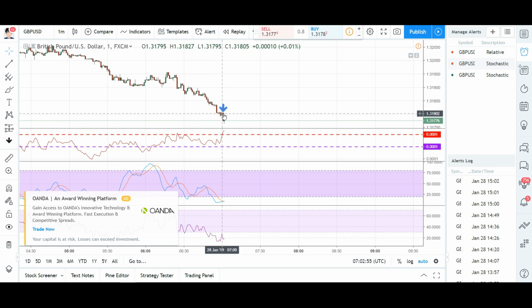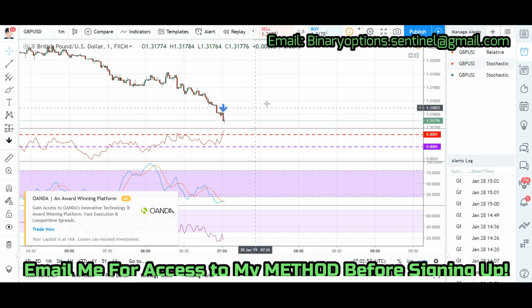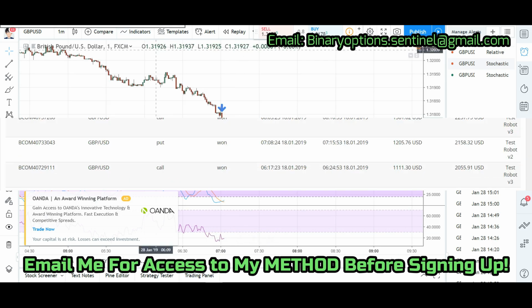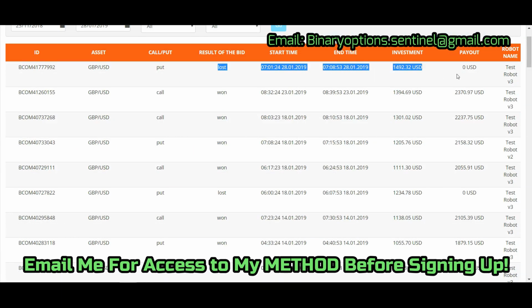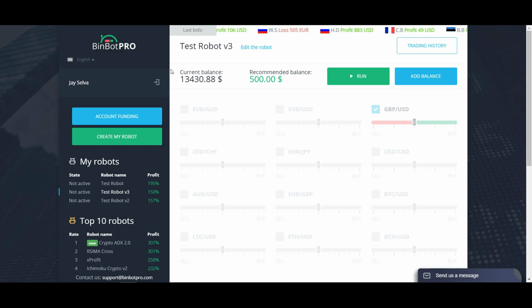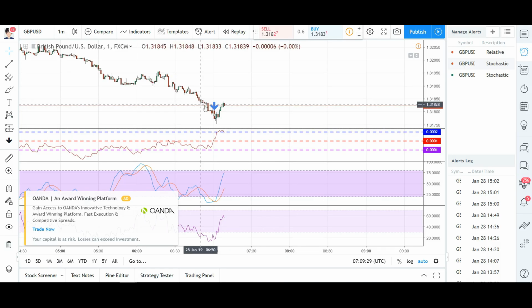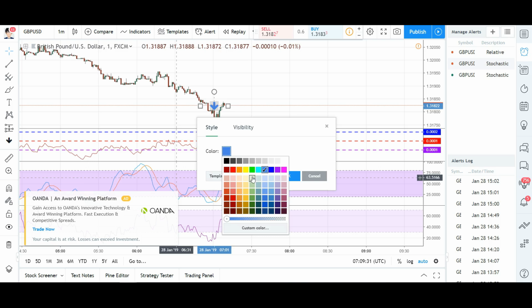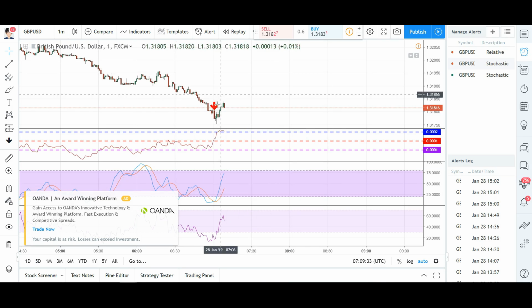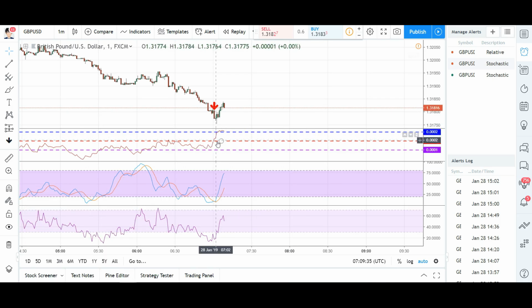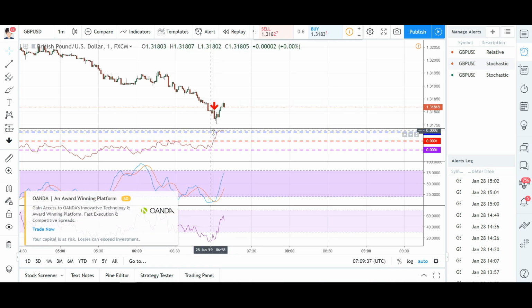Alright, okay, let's check this trade out after a couple of minutes. Alright, unfortunately we lose the first trade of the day, so my balance stands at $13,430. So this is an unfortunate first trade. No worries, this is part and parcel of trading. So I'm gonna wait for the next trading setup.